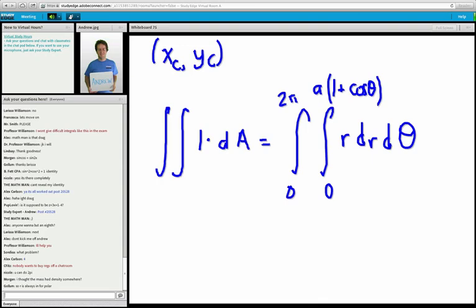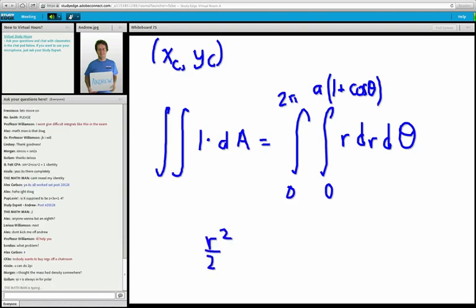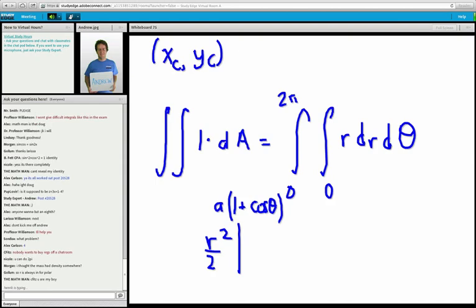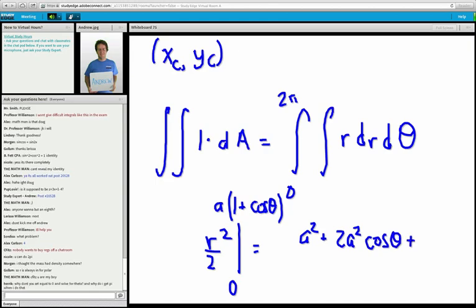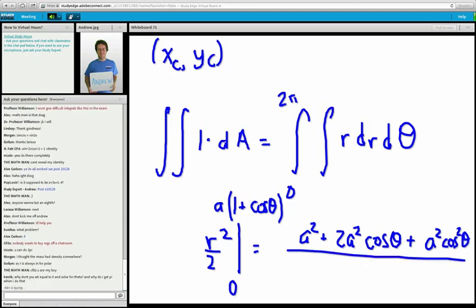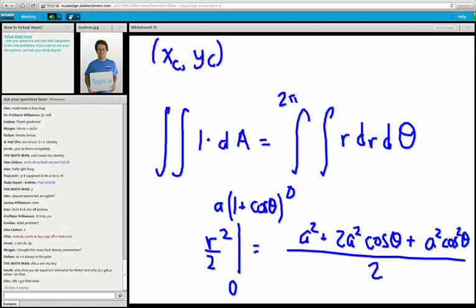So if you do this integral, the integral of r dr is r squared over 2. Plug in a times (1 plus cosine theta). So let's flip the upper bound here. I'm actually going to drag this upper bound over. There's my upper bound, there's my lower bound. If I plug that in, this gives me (a squared plus 2a squared cosine theta plus a squared cosine squared theta) over 2. Yes, over 2. Okay, now.